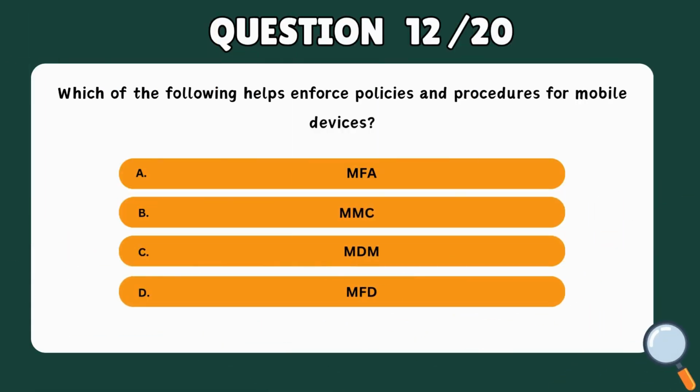Question 12. Which of the following helps enforce policies and procedures for mobile devices? A. MFA. B. MMC. C. MDM. D. MFD. Correct answer: C. MDM.